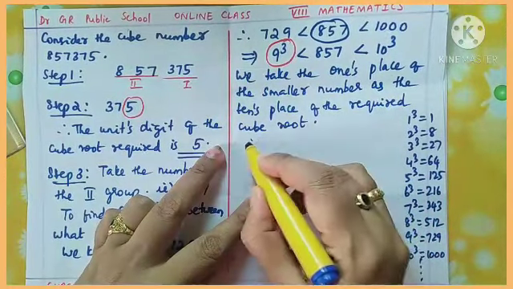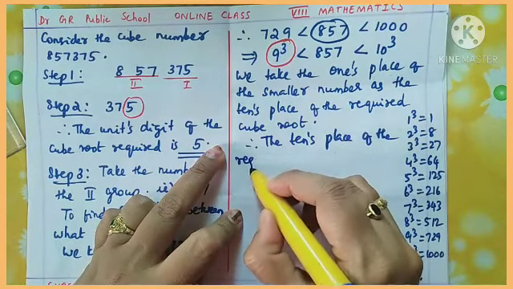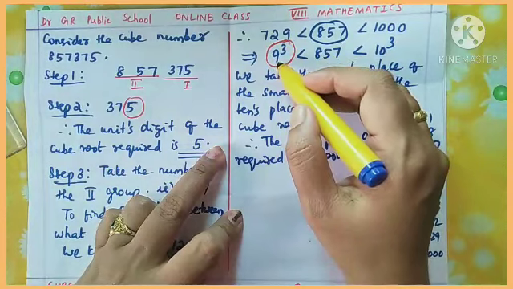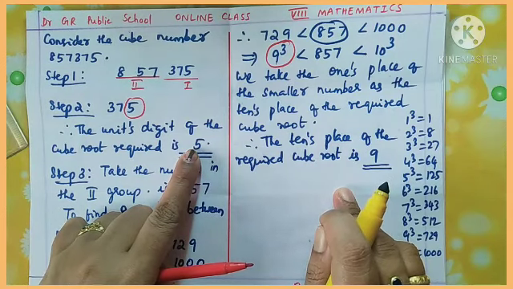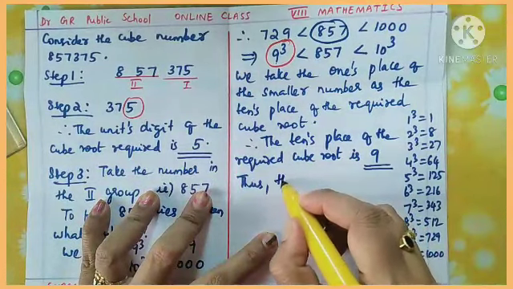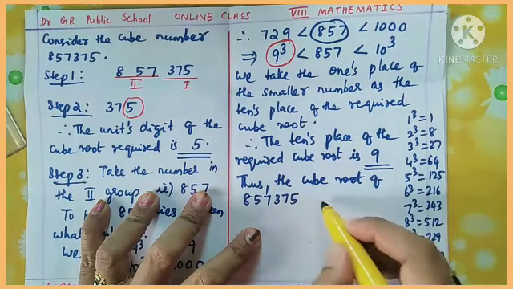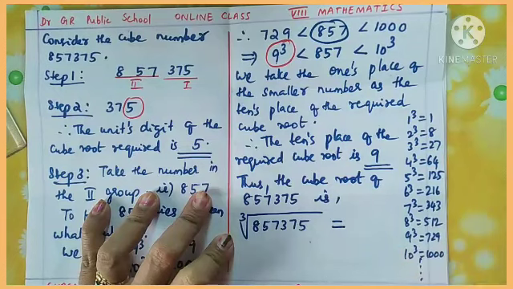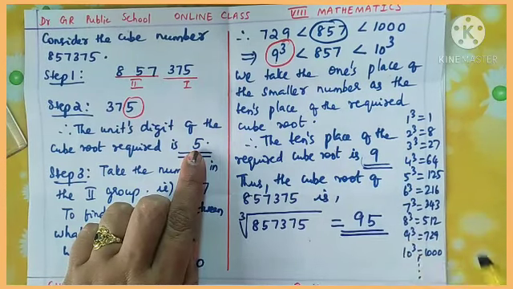So therefore you want to write, therefore the 10's digit of the required cube root is this smaller number's 1's digit. So that is 9. Okay, so we got the units digit of the cube root is 5 and 10's digit of the cube root is 9. Thus the cube root of our number 857375 is, write within the symbol, cube root of 857375 is equal to, the units digit is 5 we got and now we got the tens place 9. So our answer is 95.